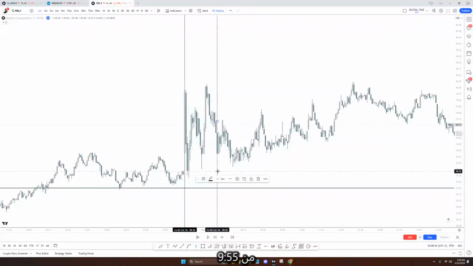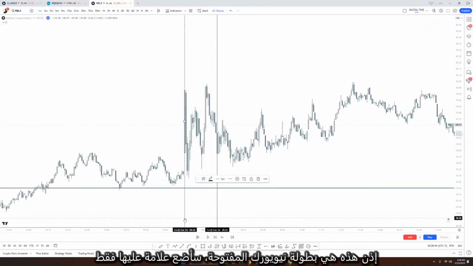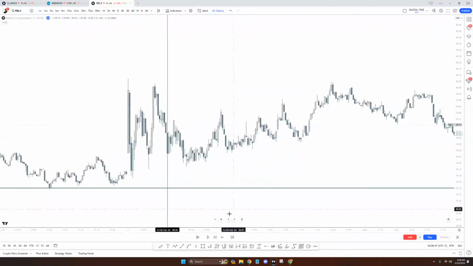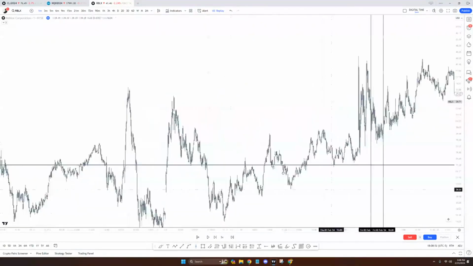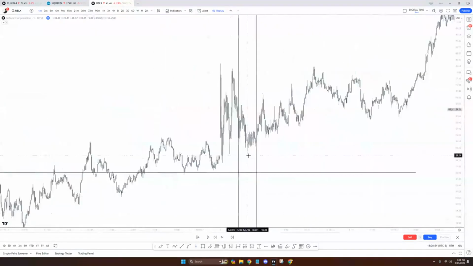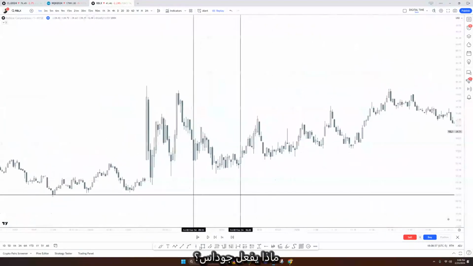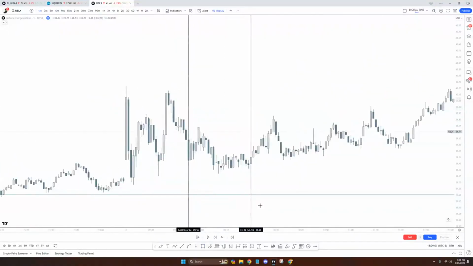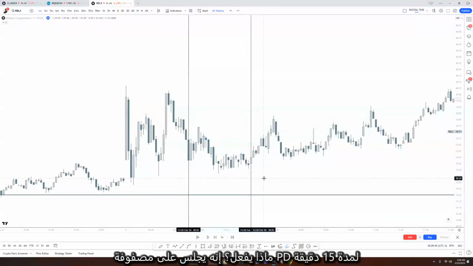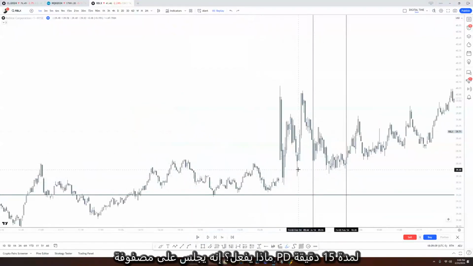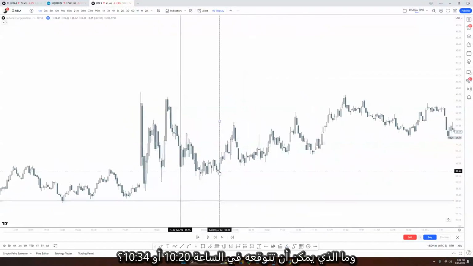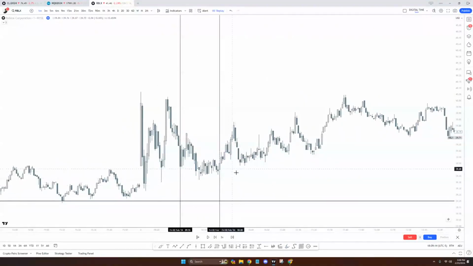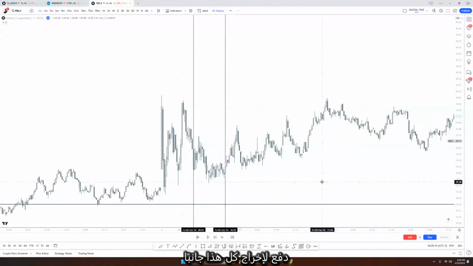What is it doing? From 955, so that's New York open, I'm just going to mark that, to 1020. At this specific time, what is Judas doing? It is engineering buy side. It's sitting on a 15-minute PD array. And what can you expect at 1020 or 1034? A push to take all this buy side out.